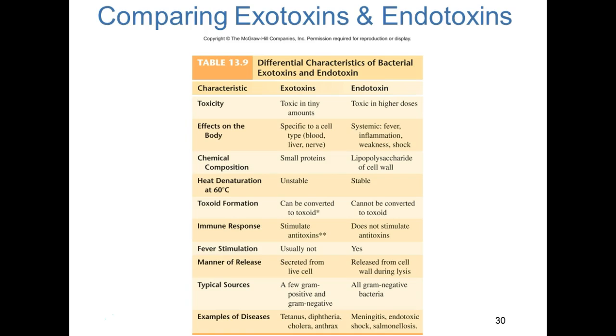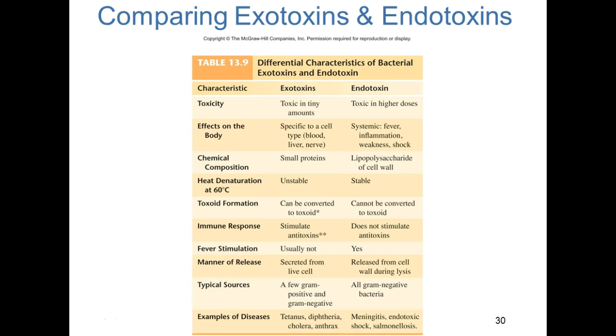The immune response we see to exotoxins is the production of antibodies to these toxins, and we call them antitoxins. Endotoxin does not stimulate antibodies. Usually with exotoxins we don't see fevers, but with endotoxin we do see a fever. Exotoxins are secreted from a cell, but endotoxins are not released from a bacterial cell until it dies. Typical sources for exotoxins, we see a few gram-positive and gram-negative cells, but with endotoxin, all gram-negative bacteria will produce that. And there's some examples here.